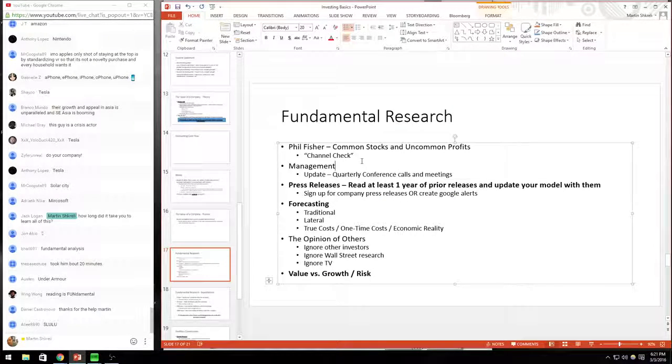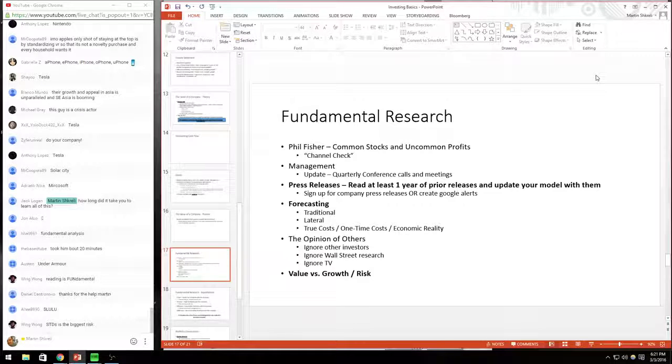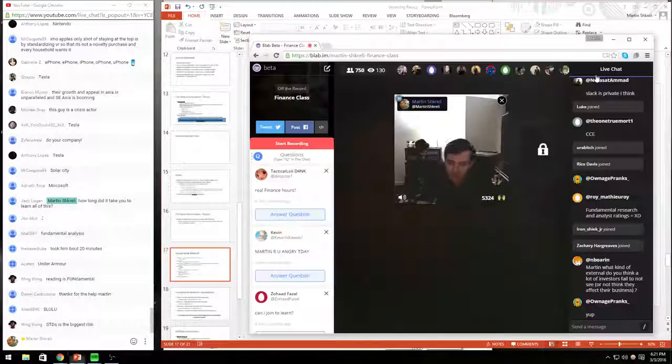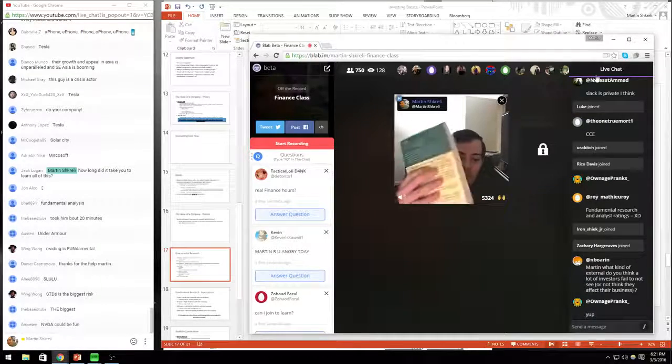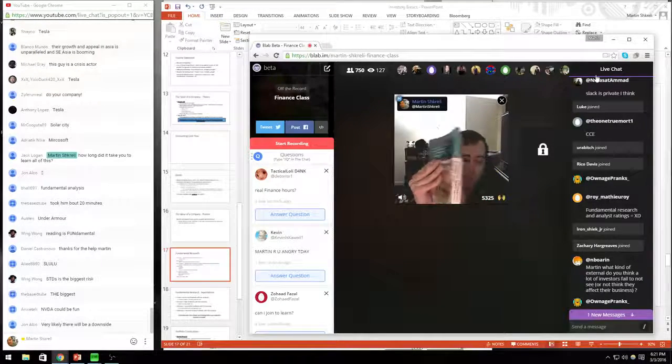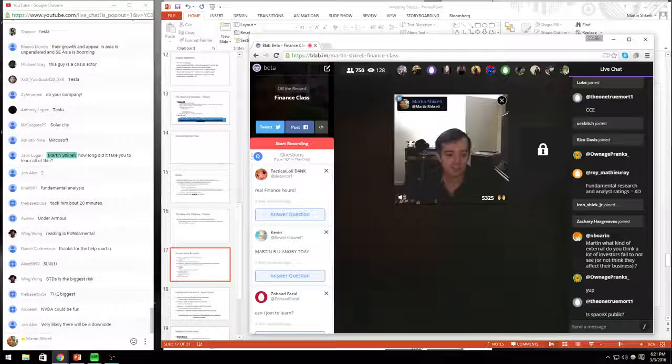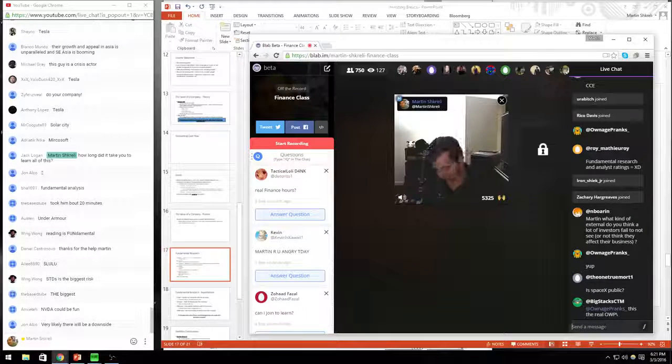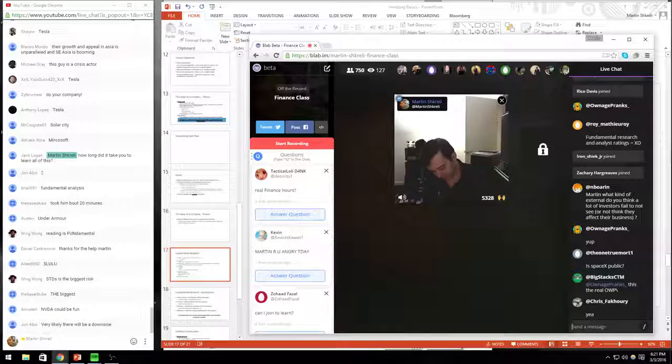The first thing I wanted to point out is Phil Fisher's book, Common Stocks and Uncommon Profits. I always keep a copy of it within about 10 feet of me because it's probably the best book ever written, I think, on this concept of fundamental research. It's not the best investing book ever, but it's a great book with respect to fundamental research. The first few chapters kind of teach you how to research a company.